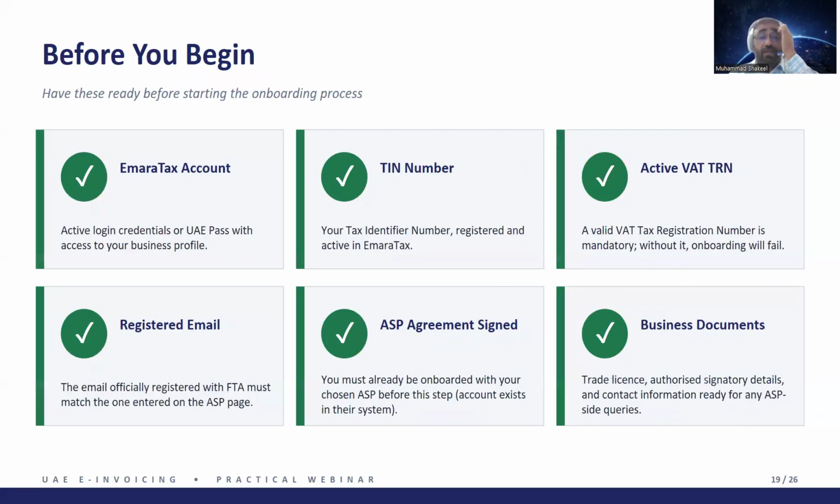Now, before you begin, what information do you need? Definitely, Emara accounts. You have the TIN number, you have the TRN number, your registered emails. All these things you have to put in your Emara portal. So you have to keep them on your desk before starting on the Emara portal. These are all the things I mentioned here, and these things should be there when you are going to link with your ASP onboarding.